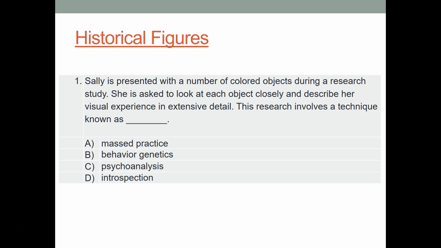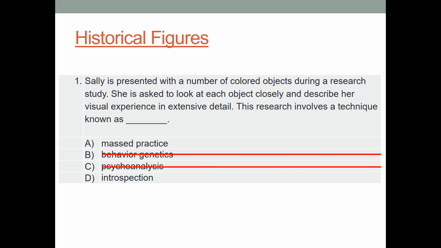So if we're going down through and reading each one of these, the first option is mass practice. Doesn't sound familiar to me, but it's a possibility. I don't know off the top of my head what that is, so I'm going to leave A as an option. Option B is behavioral genetics. Behavioral genetics doesn't seem like it has anything to do with looking at objects and describing your visual experience, so we're going to cross that one out. Option C, psychoanalysis. That was Freudian stuff, had to do with unconscious drives, life instinct, death instinct. That doesn't seem to have anything to do with this question, so we're going to cross that one off.